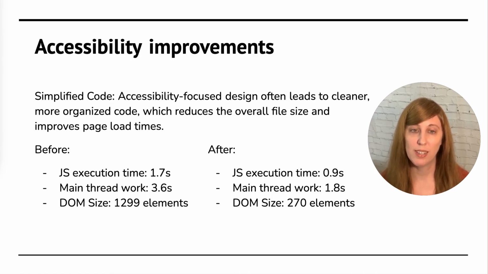Here's an example of a website that had accessibility improvements by getting rid of a Theme Forest theme and using a much more accessible and lightweight theme. The code was significantly simplified, even though the front end remained very, very similar. Before the updates, JavaScript execution time was 1.7 seconds. After, it was 0.9 seconds. Before, it had main thread work of 3.6 seconds. After, main thread work was 1.8 seconds, half of what it was previously. The DOM size was significantly reduced, from about 1,300 elements down to only 270. Simpler, faster websites. This is what we all want.